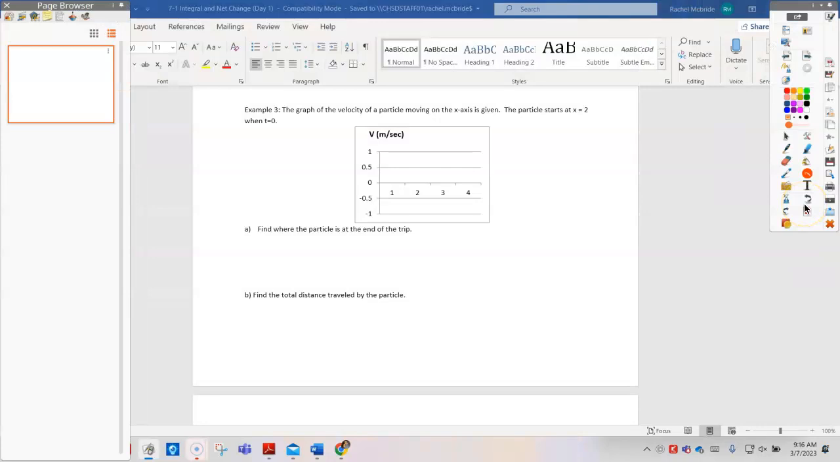The graph of velocity of a particle on the x-axis is given. The particle starts at x equals 2 when time is 0. Find where the particle is at the end of its trip. Find the total distance traveled by the particle.